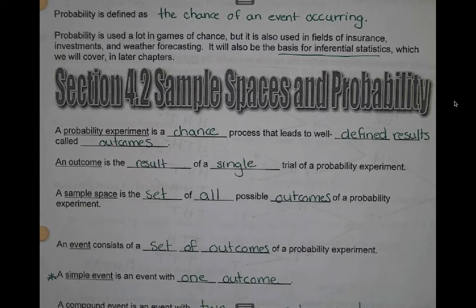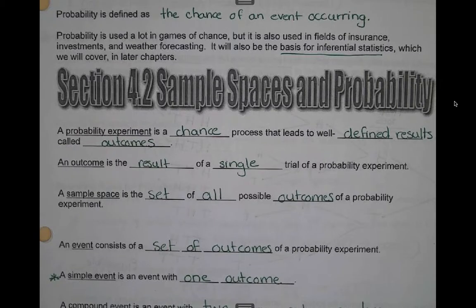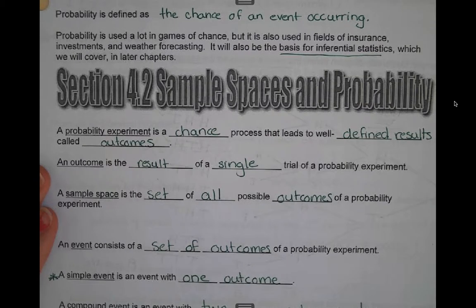Probability is the chance of an event occurring, and like I said, it's the basis for our inferential statistics, which we're going to cover later on. Investment and insurance fields really do use probability to do pricing and to make predictions, and we're going to see that in Chapter 5 as well.